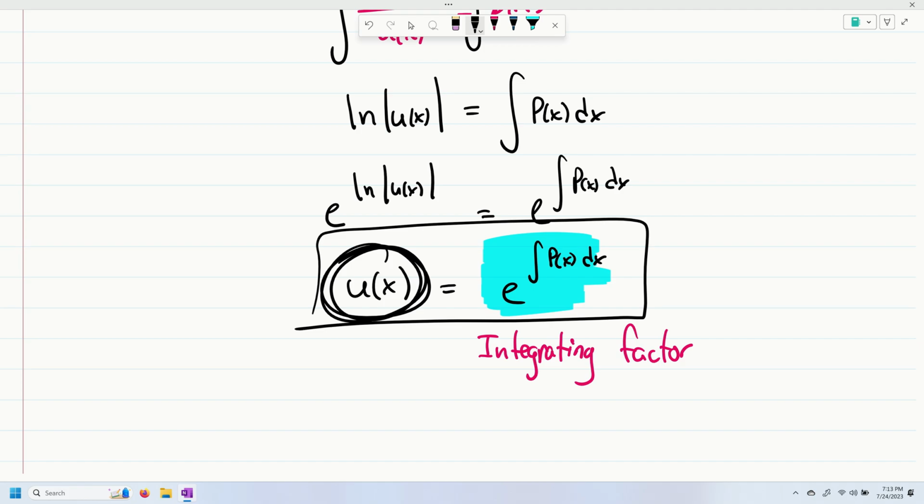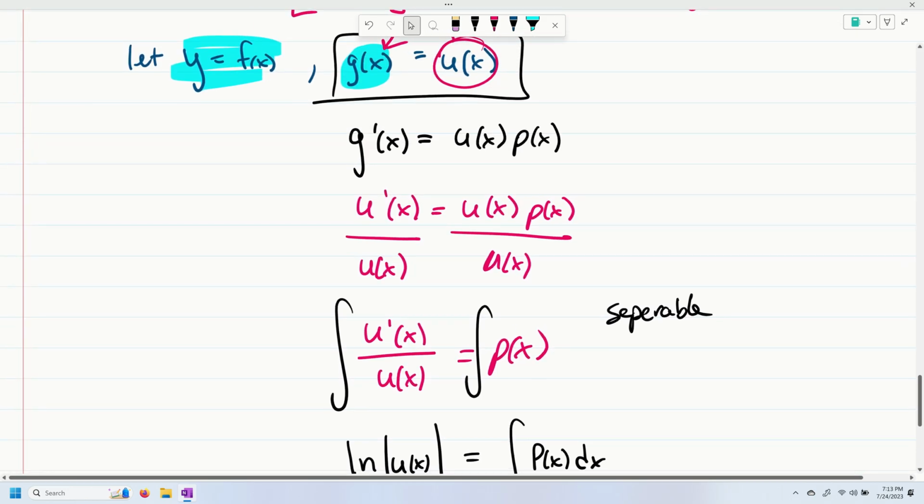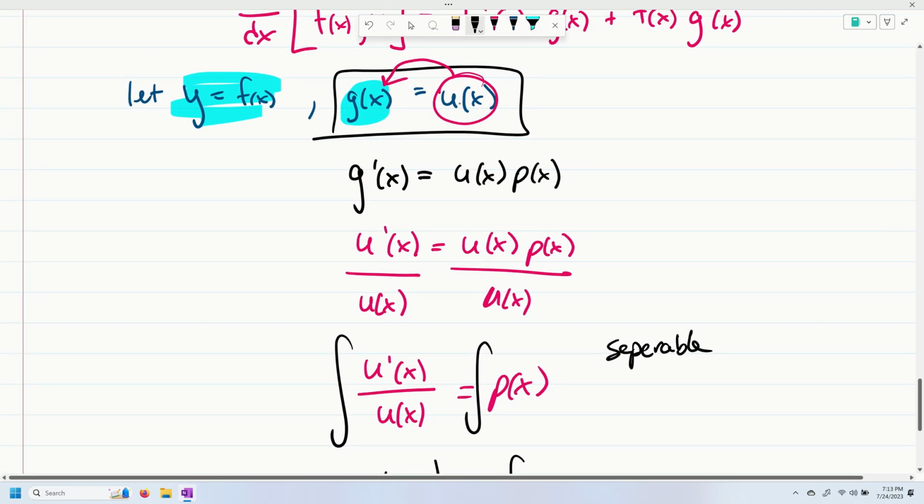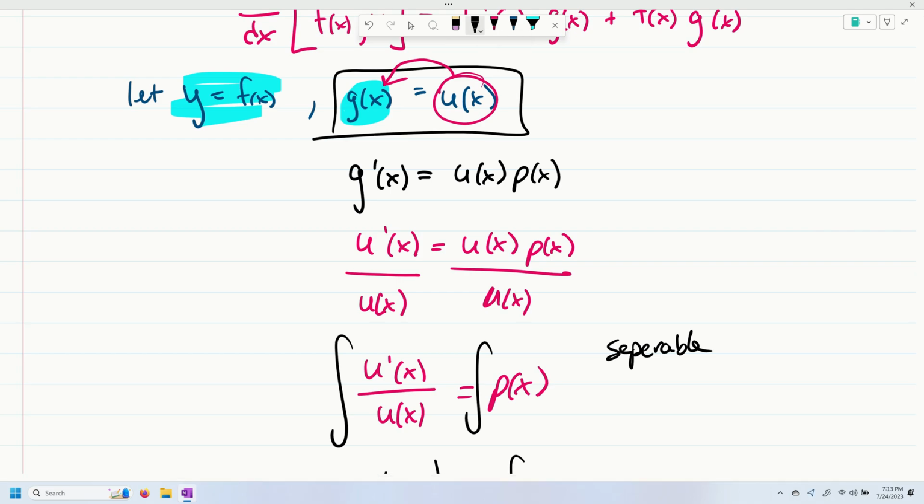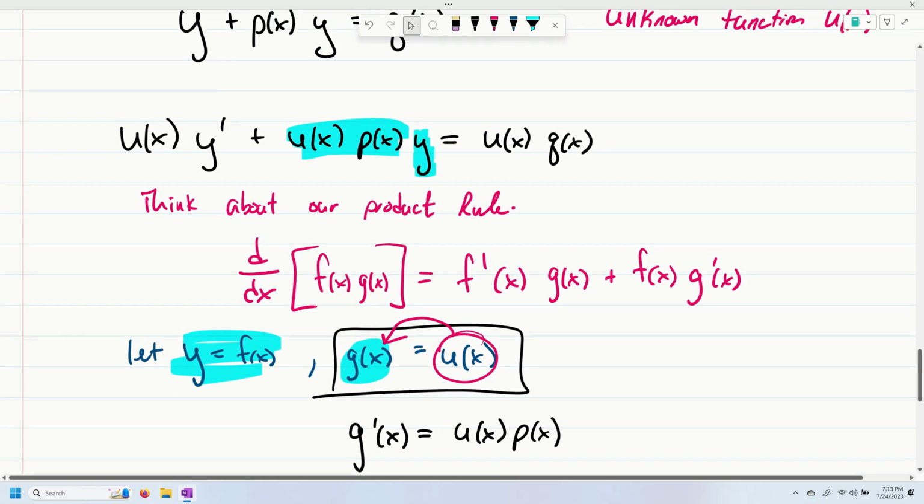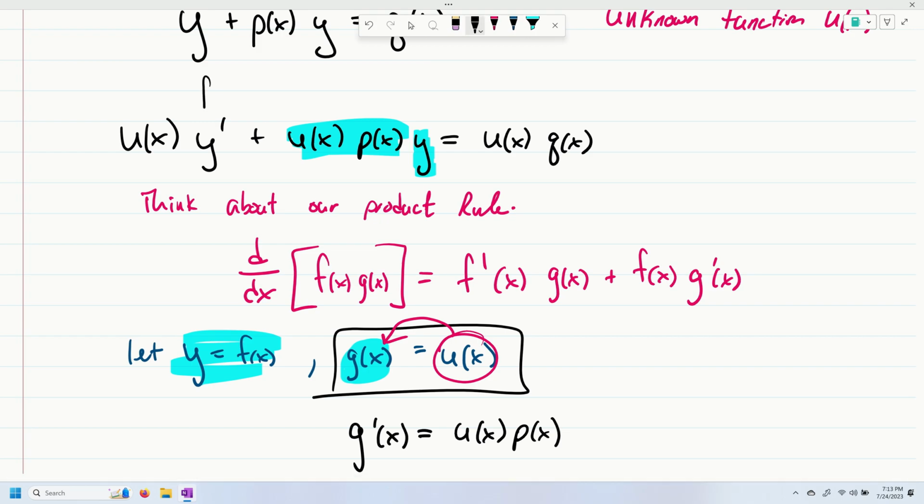All right? And what this does is this tells me what the unknown function to complete the product rule is going to be. And I just did this by recognizing that when I took the derivative of u of x, that is the derivative of g of x, and g prime of x in this case is going to be u of x p of x due to the product rule. All right, remember the product rule. That's what this is all about. So this is like f prime g, g prime f. Like I said, it looks a little crazy at first, but you gotta work with this a little bit.